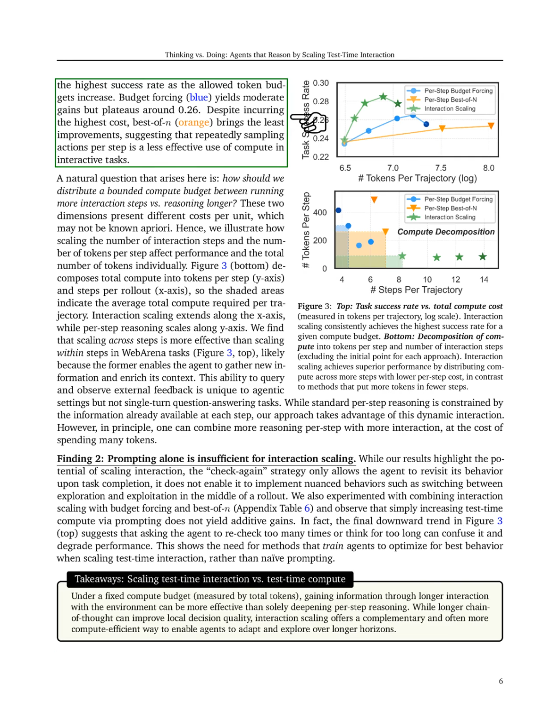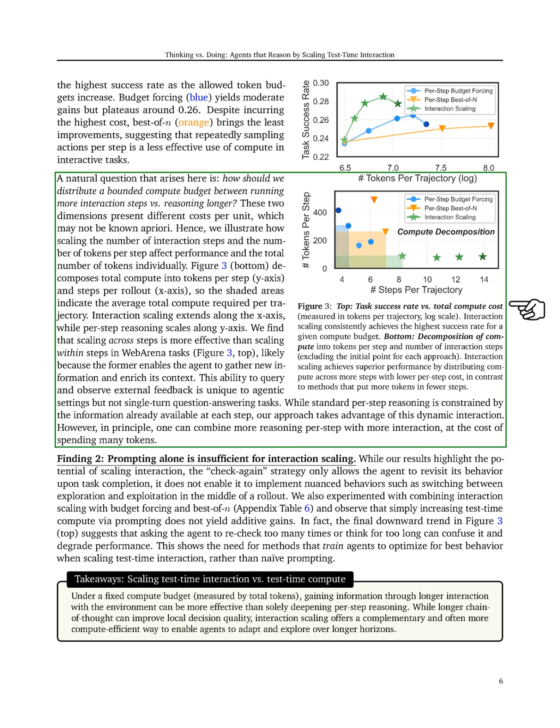Budget forcing provides moderate improvements but levels off, while best of 4 yields the least benefit, indicating that repeatedly sampling actions is not the best use of compute in interactive tasks. This leads us to consider how to allocate a limited compute budget between more interaction steps and longer reasoning. We illustrate how scaling interaction steps and tokens per step affects performance and total tokens.